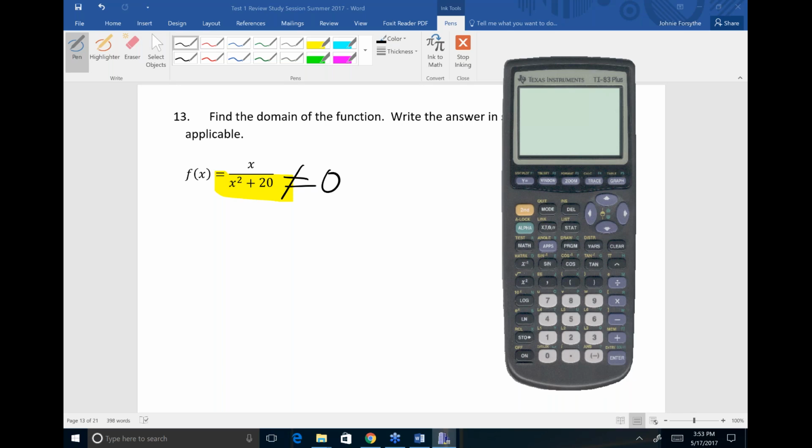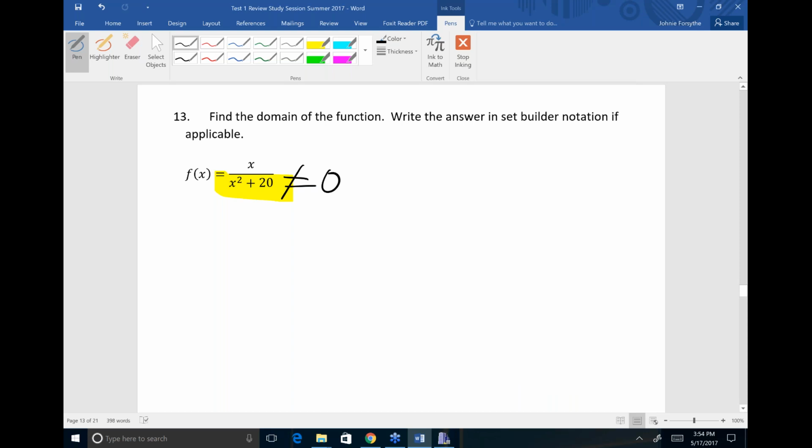Like if I say 5 divided by 0, it's going to be like, what are you talking about? You can't do that. So we don't want this function to end up with a 0 in the denominator. So what we have to do is figure out, well, how could that possibly happen? All right? So let's see here. So x squared plus 20 equals 0. Let's set the bottom equal to 0 and figure out how that could happen.